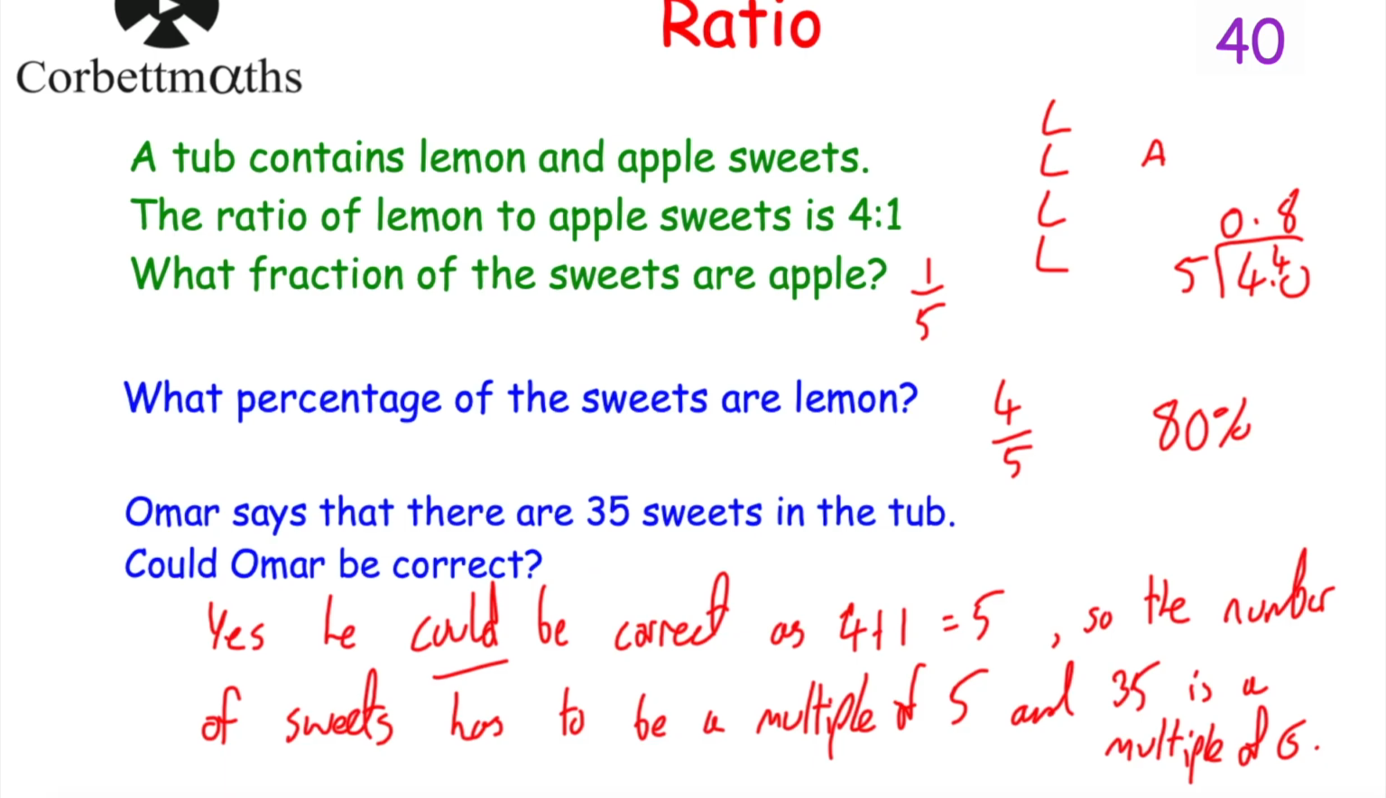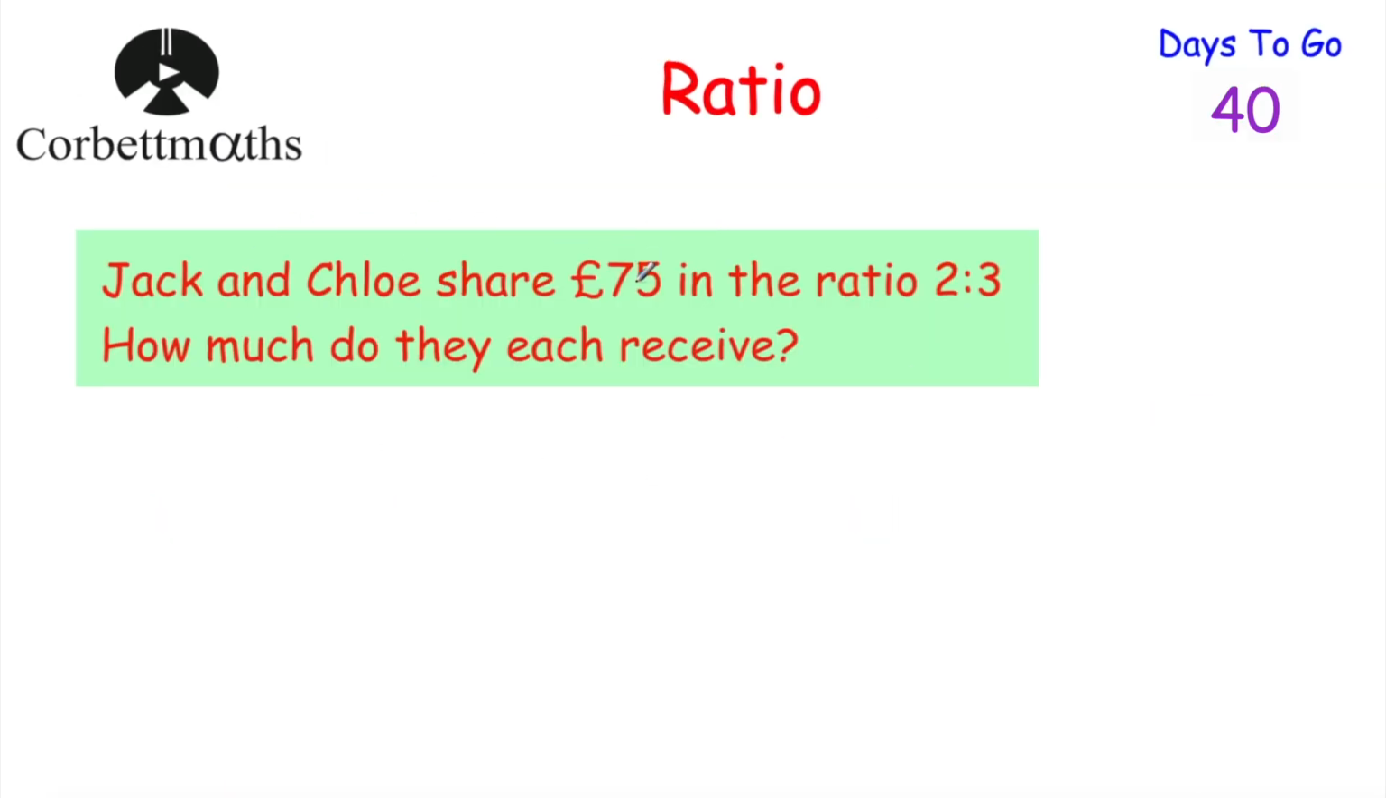Okay, let's have a look at our next question. So in this question, we're going to share a quantity in a given ratio. And this is part of the Corbettmaths revision card. And it says Jack and Chloe share £75 in the ratio 2 to 3. How much do they each receive?